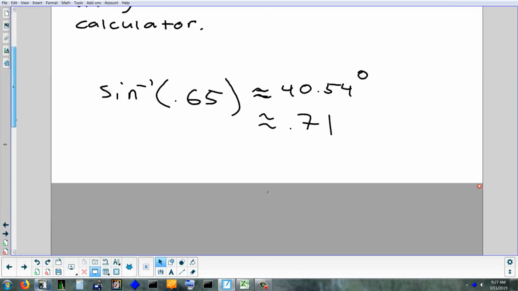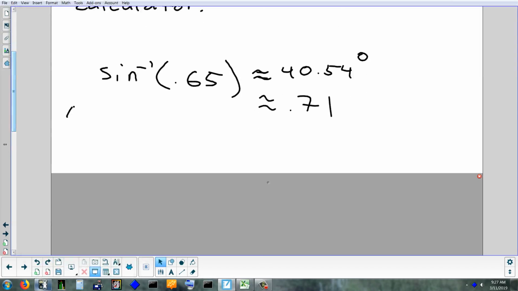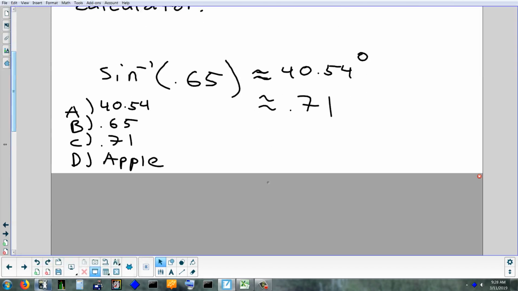Now, let's say this was a multiple choice question on a test. And the answers were 40.54, 0.65, 0.71, and apple. Which answer there is correct? C. Okay, C is definitely the correct answer. Any question why it's not A or B?